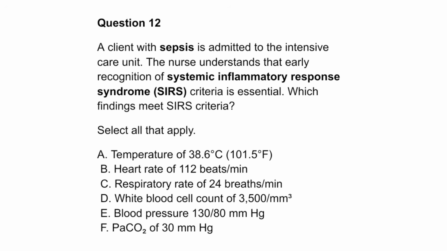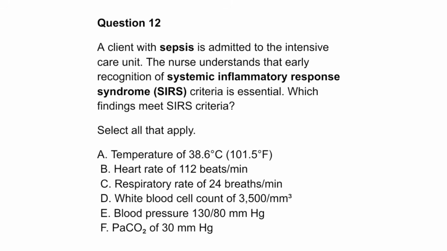Question 12. A client with sepsis is admitted to the intensive care unit. The nurse understands that early recognition of systemic inflammatory response syndrome, SIRS, criteria is essential. Which findings meet SIRS criteria? Select all that apply. A. Temperature of 38.6 degrees Celsius, 101.5 degrees Fahrenheit. B. Heart rate of 112 beats per minute.